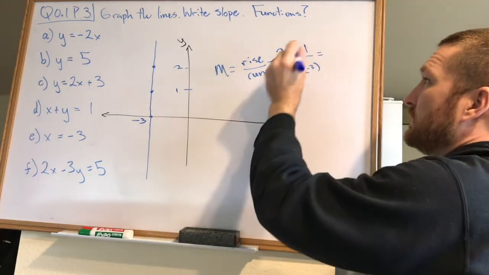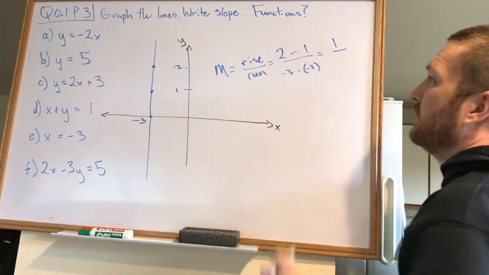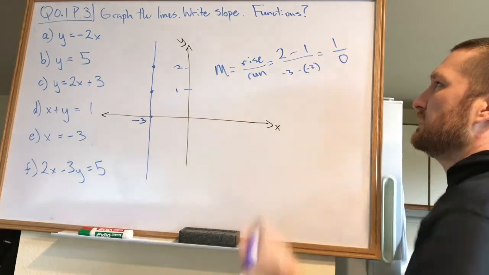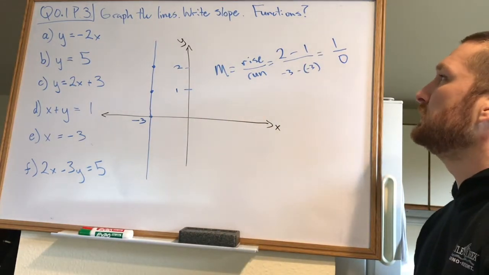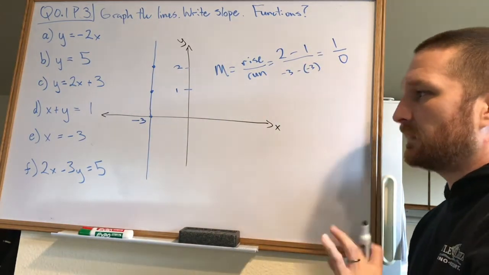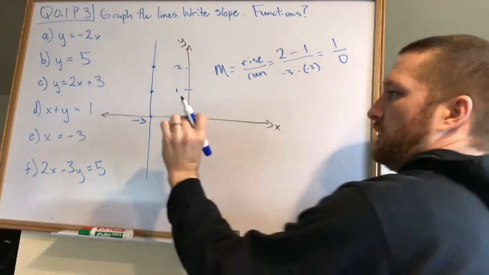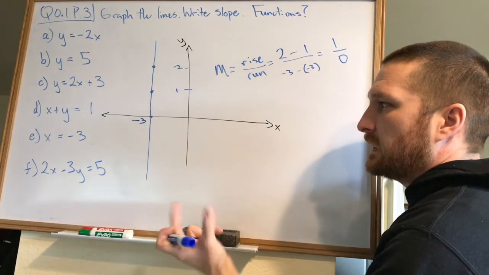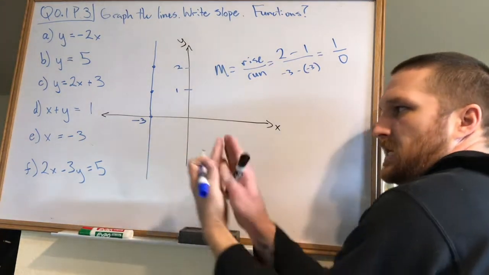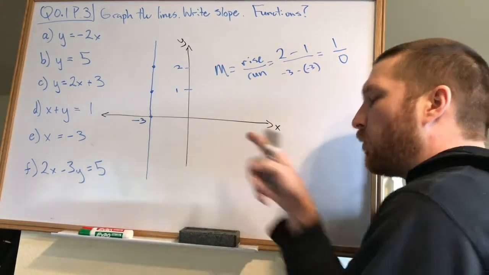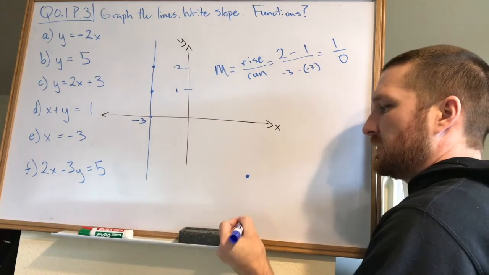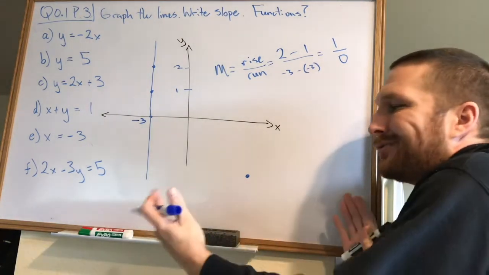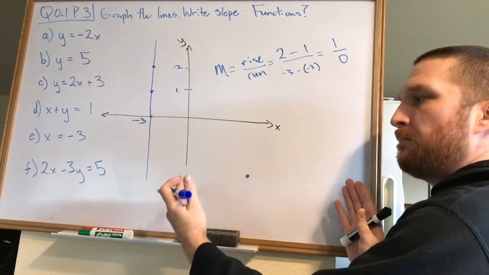Well, 2 minus 1 is 1. Negative 3 minus negative 3 is, uh-oh. Yikes. Let me just check something here. Yeah, there is no run, is there? There's no distance in this direction. It's just a point, right? So how long is a point? Well, it's 0. It takes up 0 length. There's no length to that.